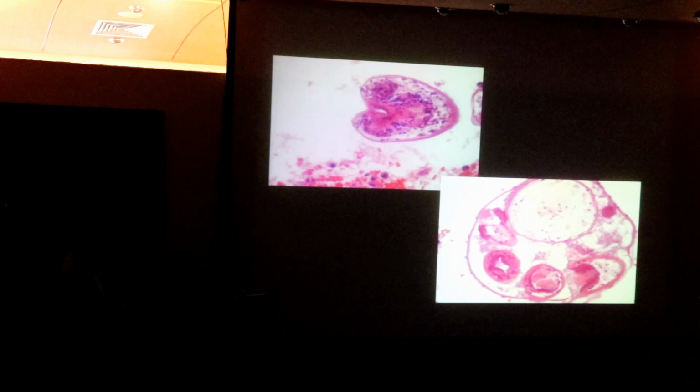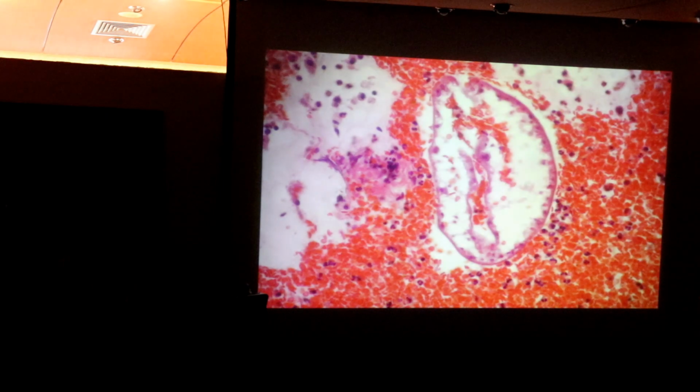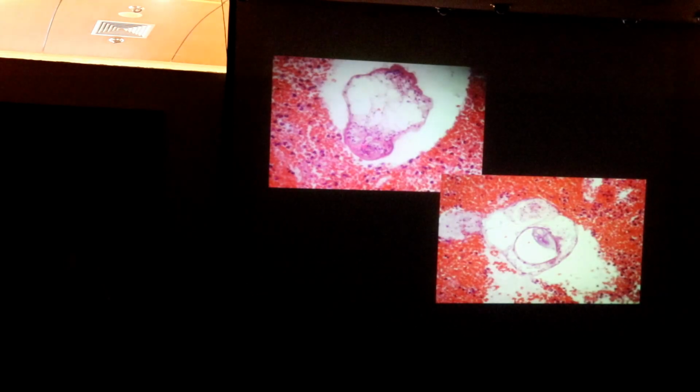And you can see in here they look like the hooks, which we will show in more detail. This is another section of the parasite. You can see it depends on which section you took when you sectioned it. You have to recognize it because they have variable shapes. Again, these are different cases, actually.